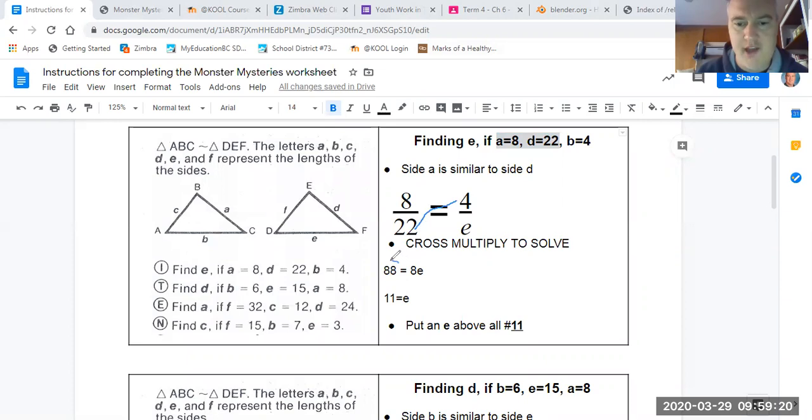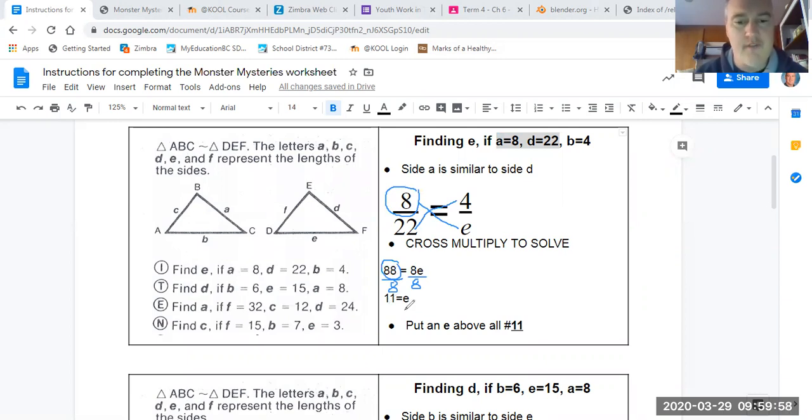So when I cross multiply 22 times 4, I'm going to get 88. Now, if you recall from our classes before, what I tell you to do with the leftover number 8 is divide by that. The reason why is if I had cross multiplied it, I would have gotten 8e. But really what I need to do now to solve for e is get e by itself, and the way I do that is by dividing both sides by 8. When I do that, I end up with e by itself, and when I divide 88 by 8, I get 11.